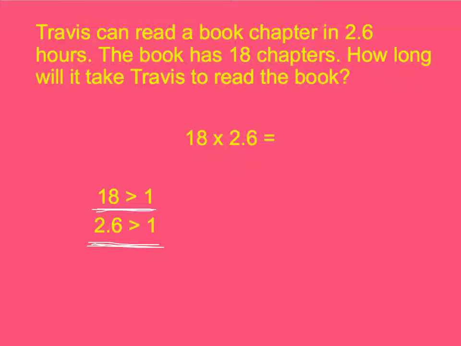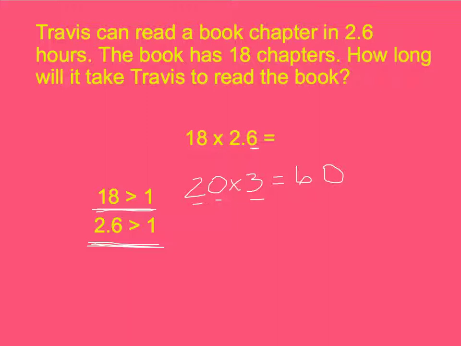I'm going to find an estimate first by rounding, and then I'm going to look at compatible numbers. 18 I'm going to round up to 20, and 2.6 I'm going to round up to 3, because the 6 is more than halfway to 3. I multiply the 2 and the 3, I get 6, and then I add my 0 onto the end. So our estimate using rounding is about 60 hours it'll take him to read the book.